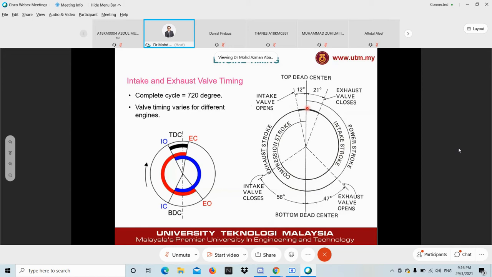Now you know the piston position, but how do you include the events of intake valve opening, intake valve closing, exhaust valve opening, and exhaust valve closing with respect to the piston position? Normally during the intake stroke, the intake valve is open, and it starts to open before the piston reaches TDC, which is why you can see that the intake valve opens 12 degrees before TDC. Does that make sense? Because it opens earlier.